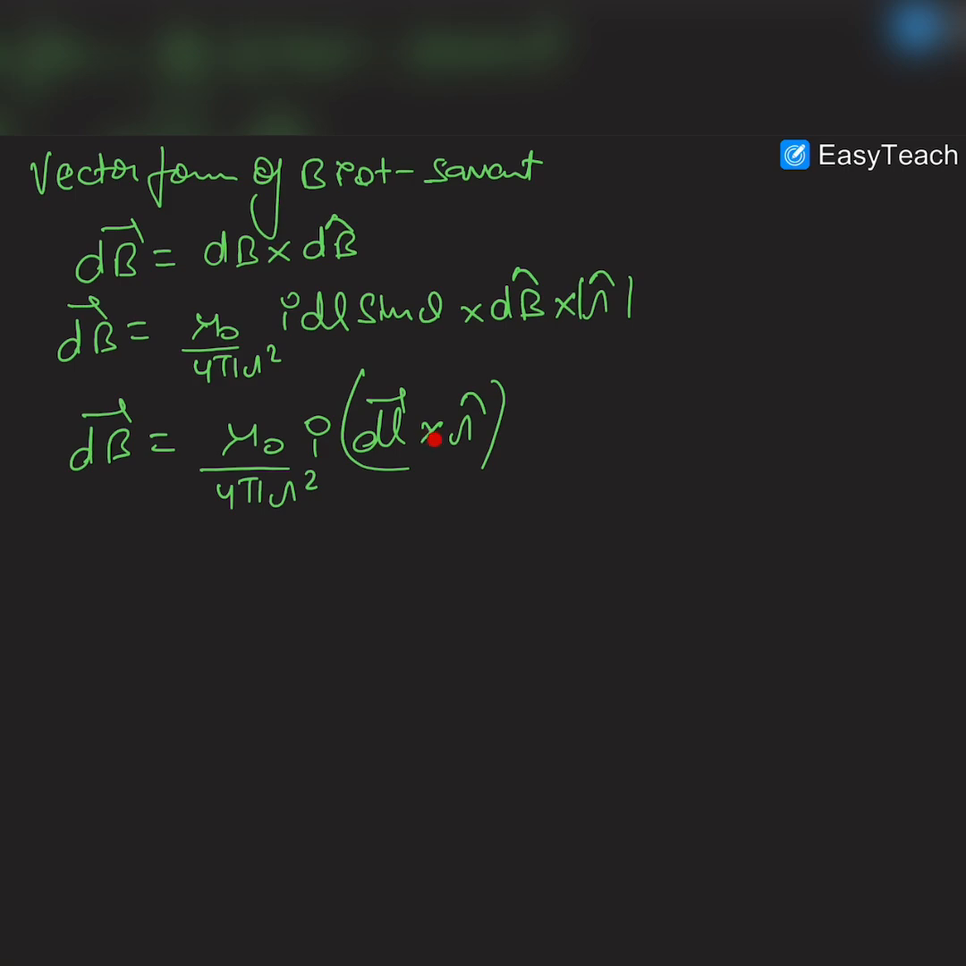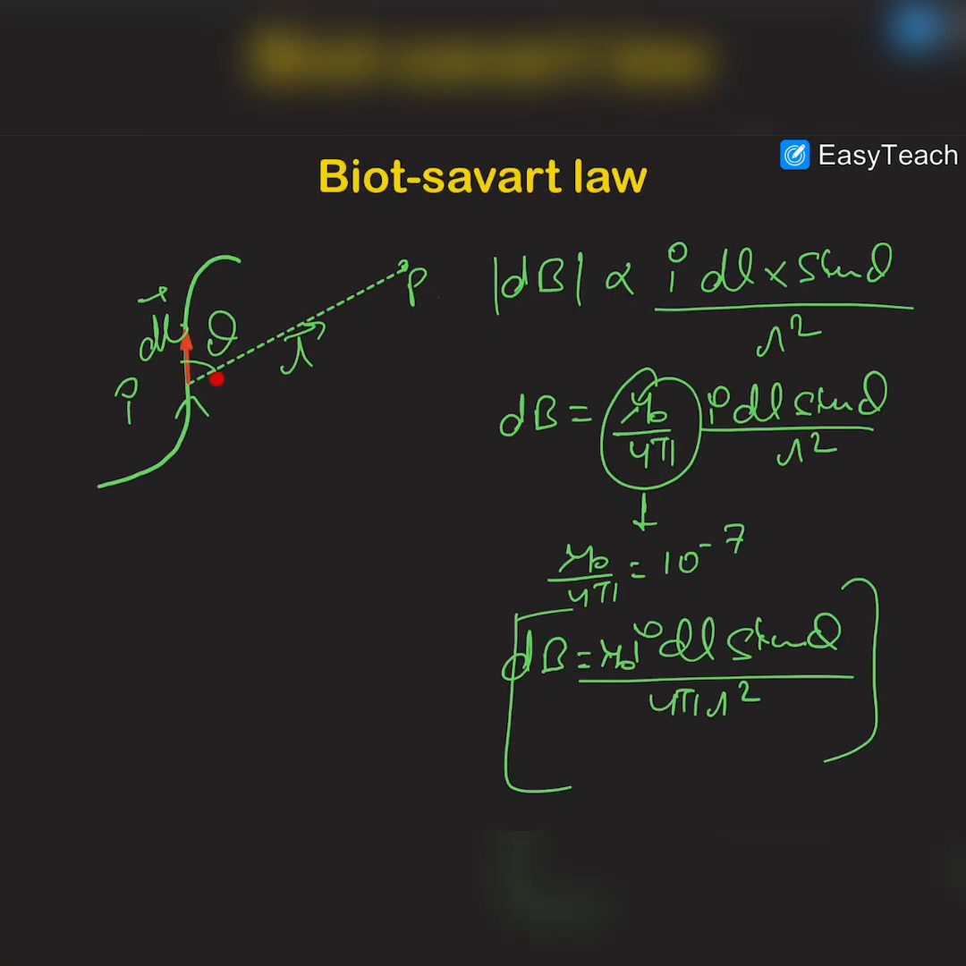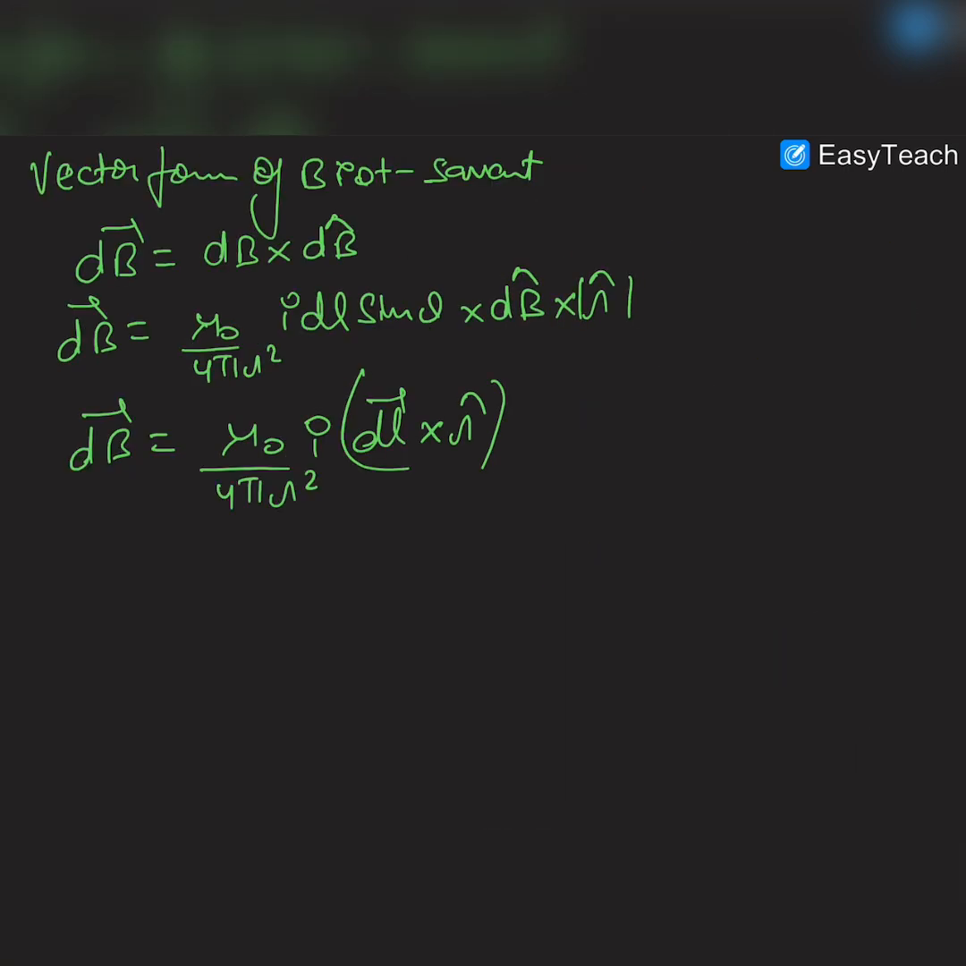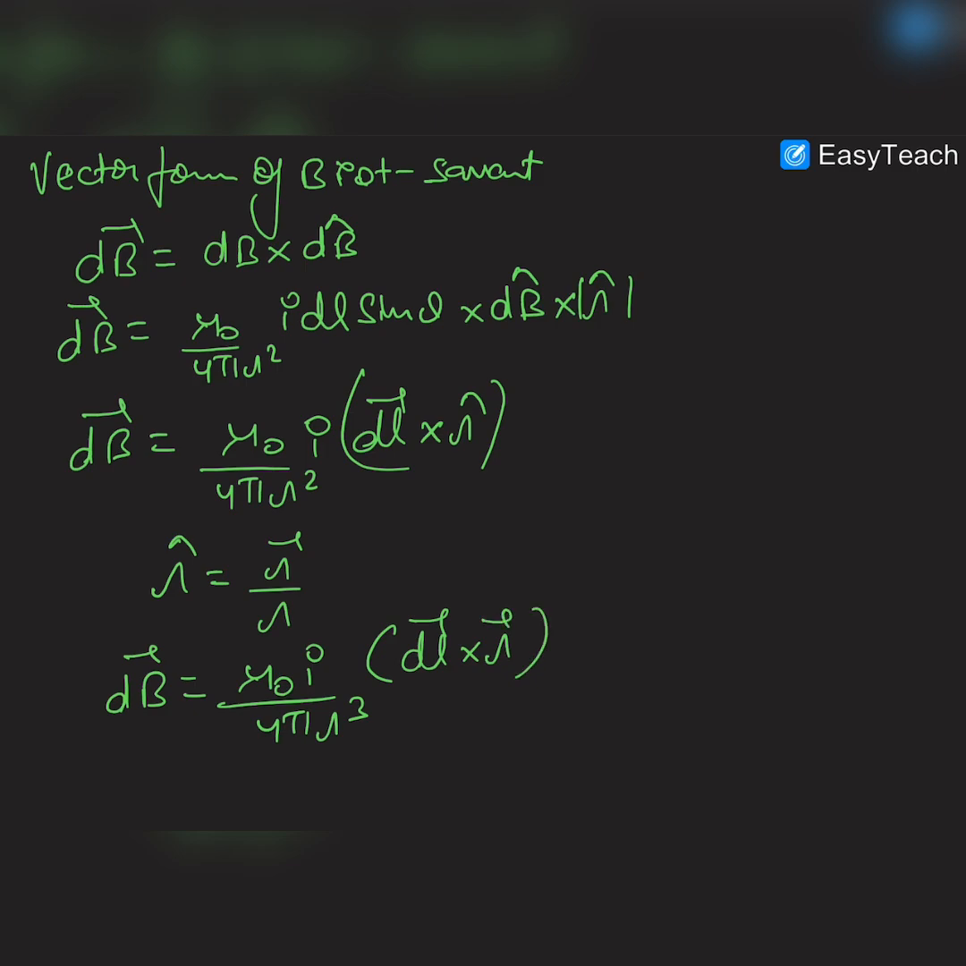If you open this cross product, you will get dl modulus r cap modulus sine theta and dB cap, where theta is the angle between dl and r. And r cap can be written as r vector upon r modulus. So dB vector will be mu naught I by 4 pi r cube, and this will be dl cross r. So this is the vector form of Biot-Savart law.